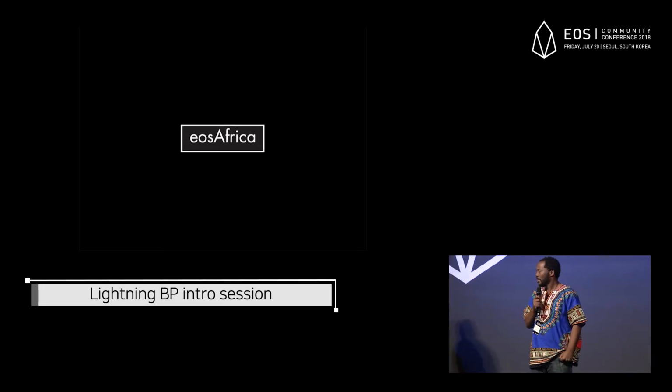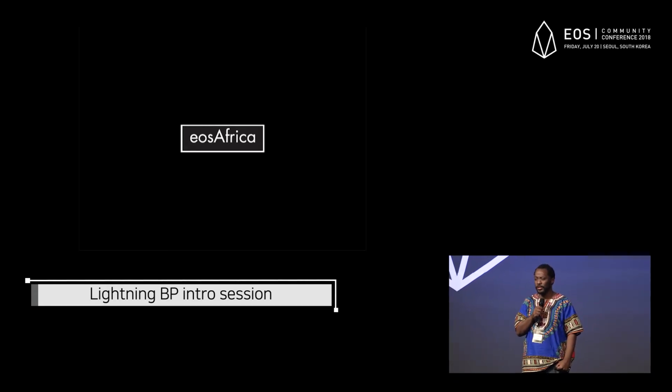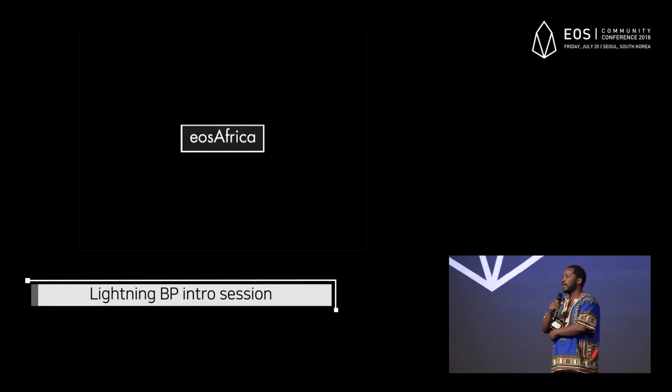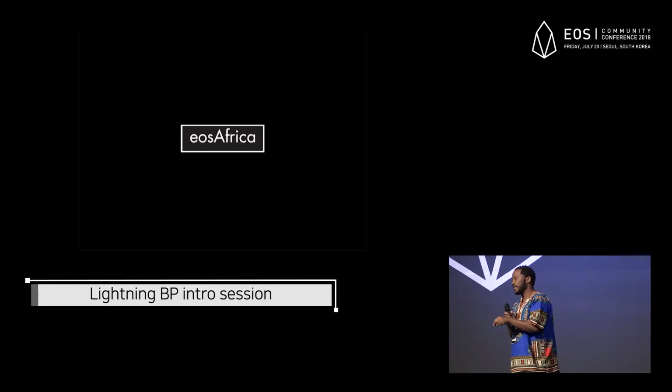Good day, everybody. My name is Kosi. I'm from EOS Africa. Our mission is a simple one, but yet can be a very fundamental one. You see, on Ethereum, when it comes to the African continent, there's only less than 0.5% of nodes across the world in Africa. On Bitcoin, it's even worse.